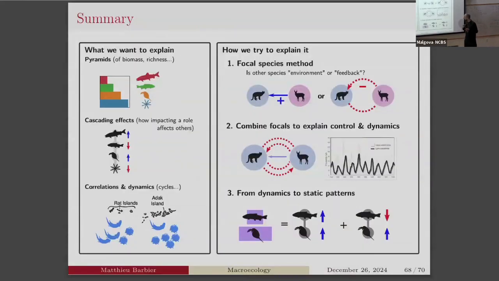Okay, I just want to summarize. What we wanted to explain in this kind of ecology was, okay, I have pyramids, I have these cascading effects of plus, minus, I have these correlations between different species. The way to explain them, for me, is really, for each of the species, you ask, is the other species an environmental feedback? You combine this for the two species to ask, for instance, is each part of a feedback for the other? And then you could have cycles. And then the static pattern is just a combination of all those effects, in a way that's not very complicated once you get everything else.